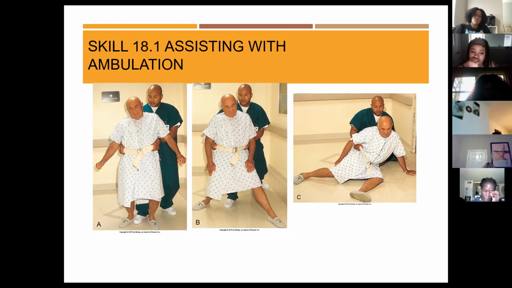He starts to get weak and starts to fall forward. I'm going to not try to stop his fall, but I'm going to widen my stance, pull him close to my body, and ease him down to the floor to try to break the fall. Okay? And then I would immediately get the nurse, and we would.